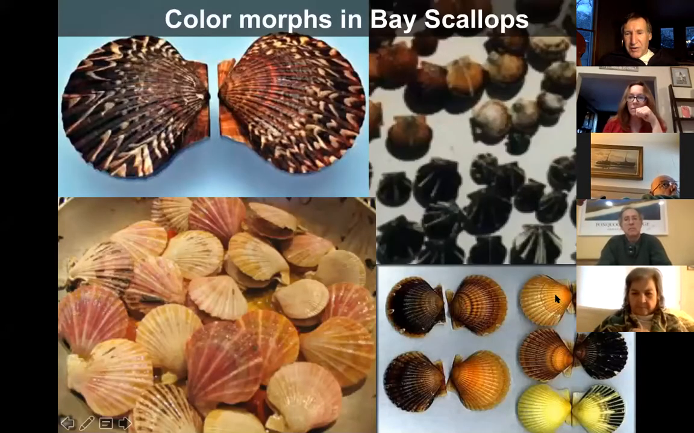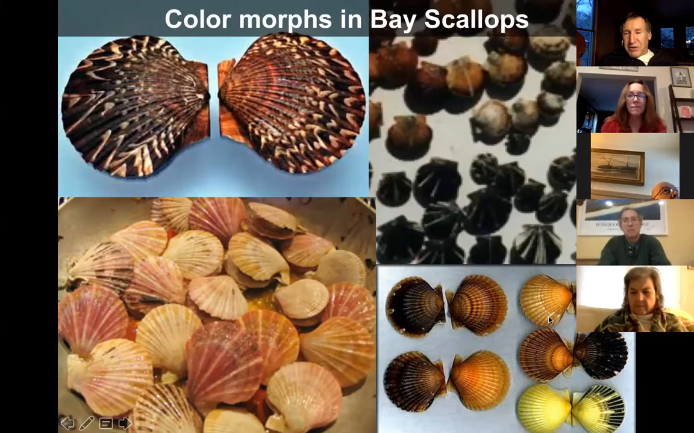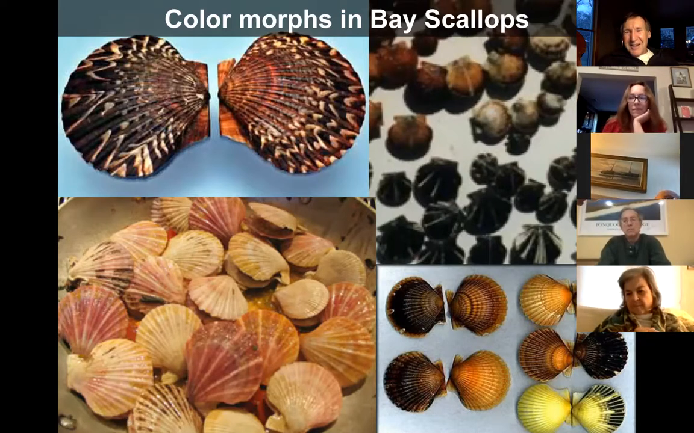These ones here, these orange and neon yellow ones, were grown by Rick Carney in Martha's Vineyard to just see if they could tease out these beautiful color morphs. And what they found when they did that, they could get these beautiful looking scallops that are so pretty to see. It turns out that the predators can see them really well too. So there was super high mortality in these neon colors.